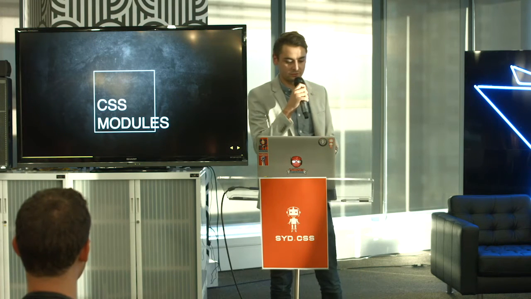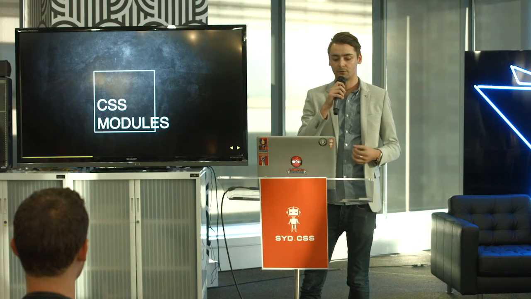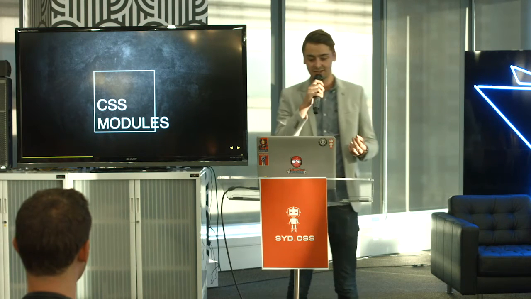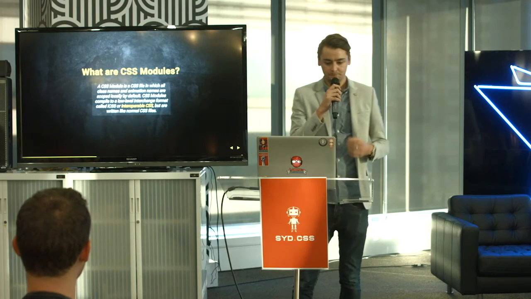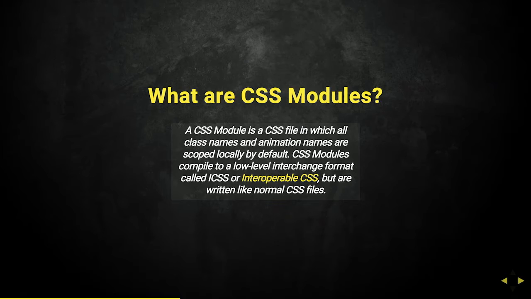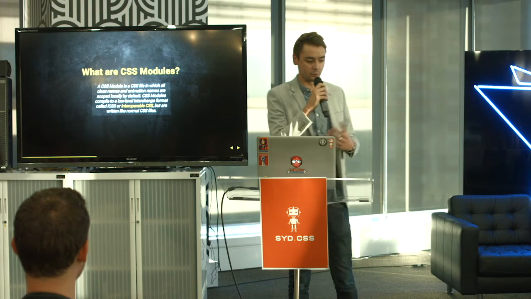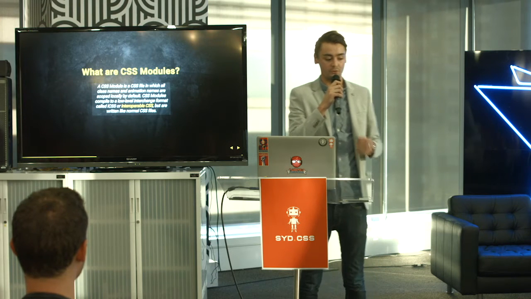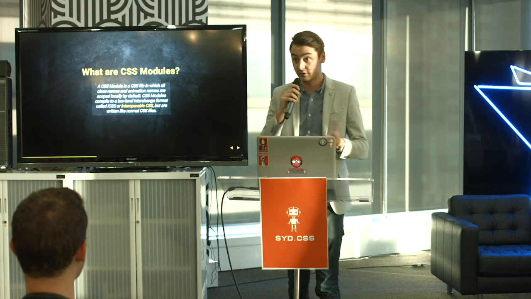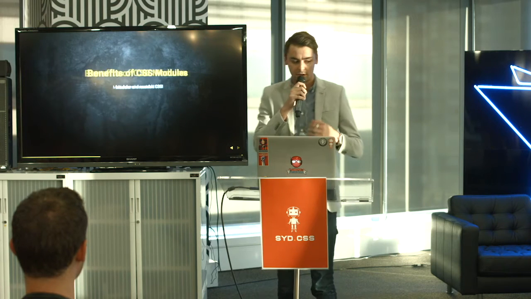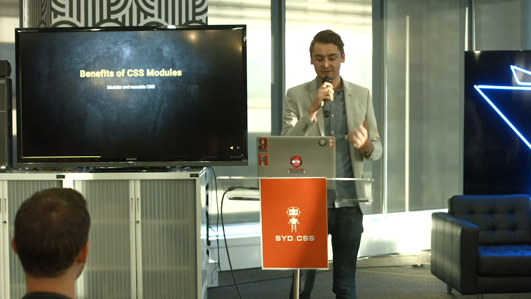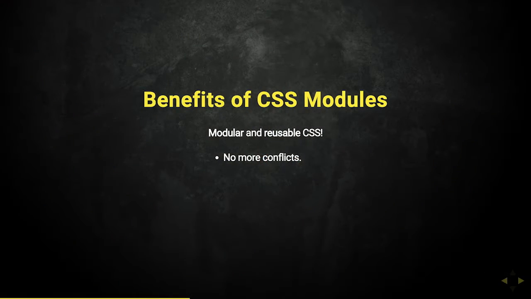CSS Modules was written by Mark Dalgleish along with the help of Glen Maddern, who wrote the ICSS spec. So what are CSS Modules? Very simply put, a CSS module is a CSS file in which all class names are locally scoped by default. They basically compile down into what's called ICSS, or the Interoperable CSS format, but they look just like regular CSS files. The real benefits of using CSS Modules are that you have no conflicts, your dependencies are explicit, and there is no global scope.